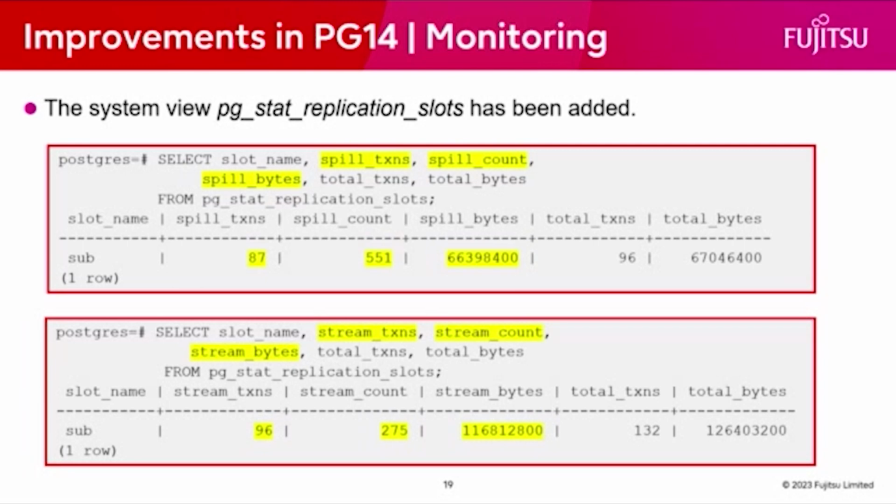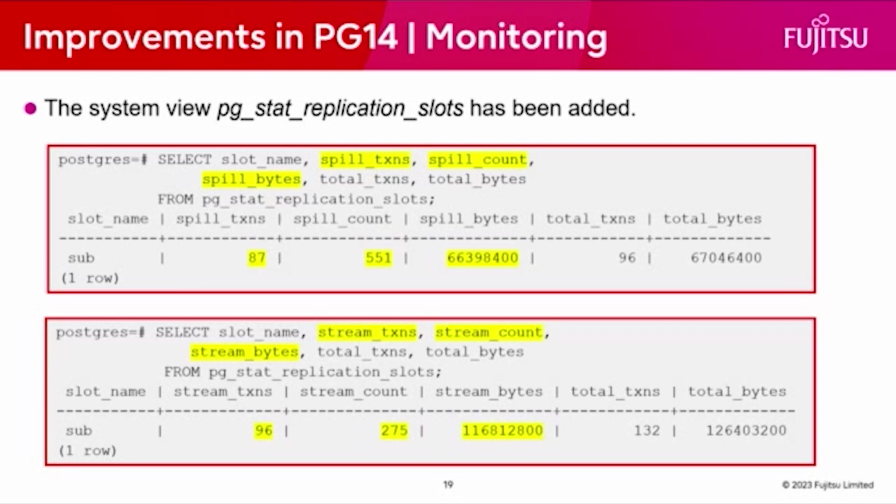The upper box shows an example with streaming disabled, and we can see that the spilled count, bytes, and number of transactions are incremented. It seems that approximately 90% of transactions have been spilled. So in this case, the DBA should change either the streaming parameter or the buffer size GUC.